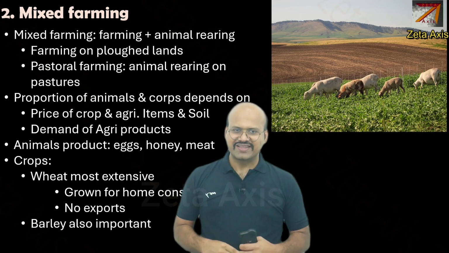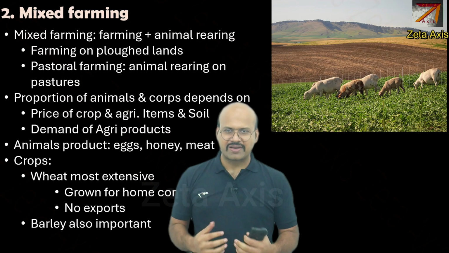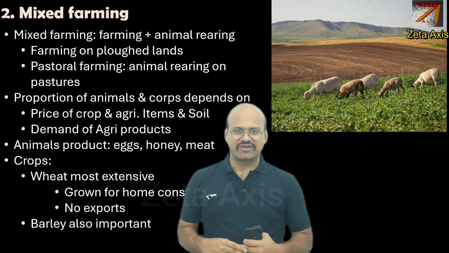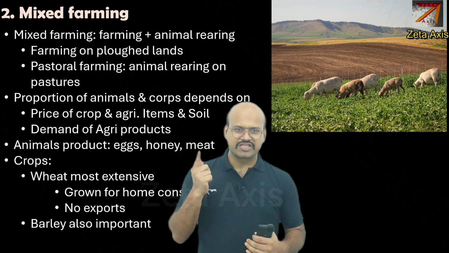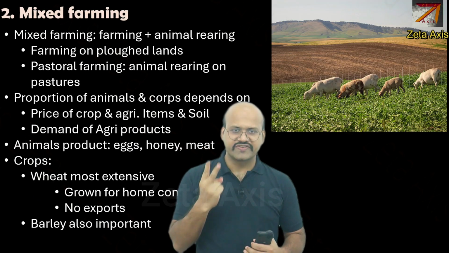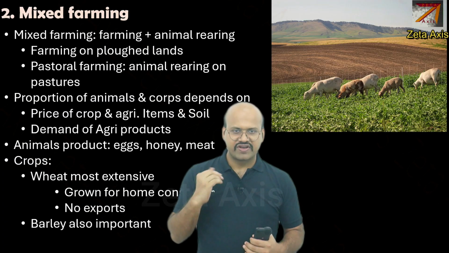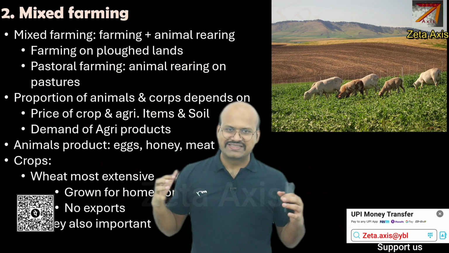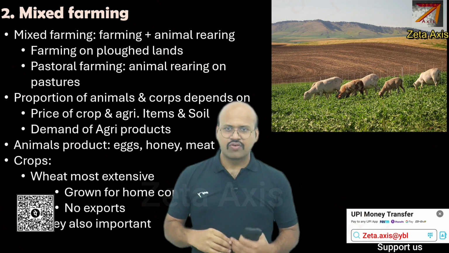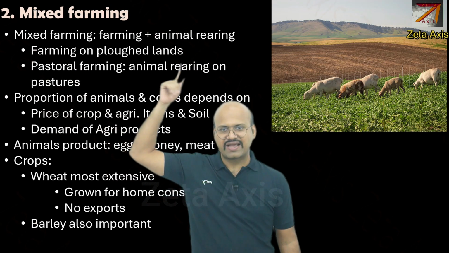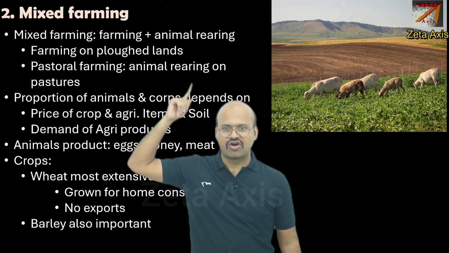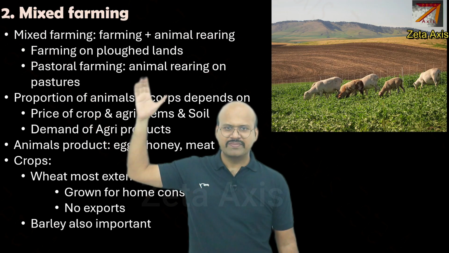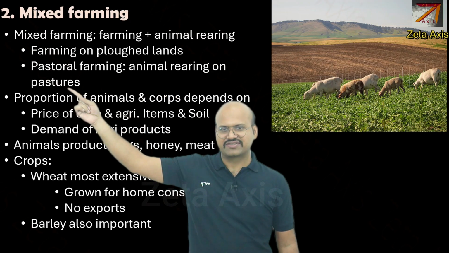Mixed farming is another important practice of the British type of climatic regions, where mixed farming could mean two things. The first is where you are growing crops of two different types. However, here we mean farming as well as animal rearing on the same land. Now, farming is done on the tilled lands and pastoral farming is done on the pastures. The animals are used to graze these pastures.